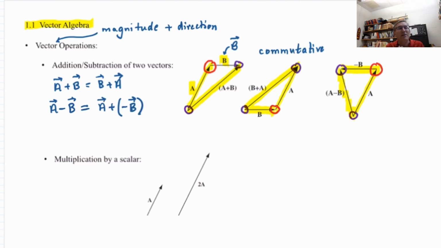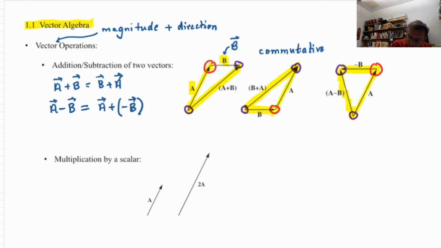Okay, now that's the geometrical way to add and subtract vectors. And we have to be aware and understanding of that method. Here's something else we can do in vector algebra. We can take any given vector and multiply it by a scalar. Now let me get you used to that notation.